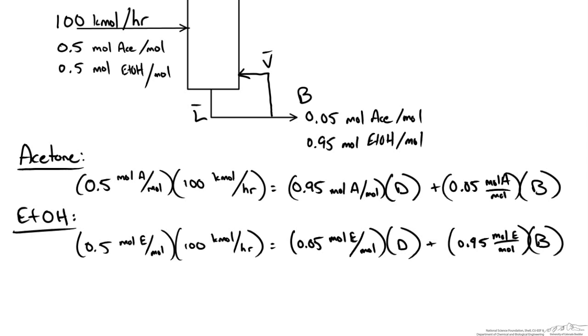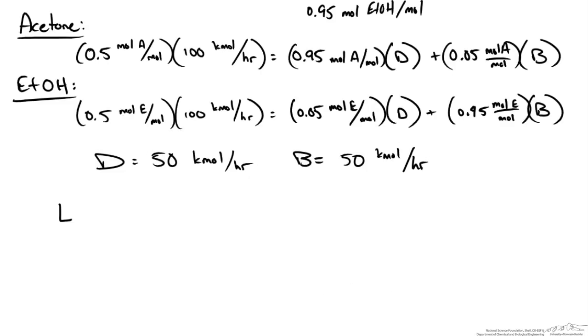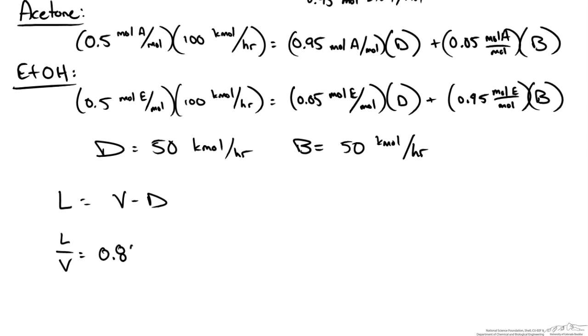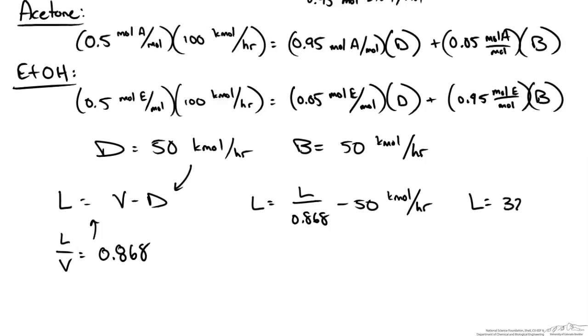So our flow rate for our distillate stream D is 50 kilomoles an hour, and therefore a bottoms flow rate of 50 kilomoles an hour. The last part asked us to determine L and V bar, the other flow rates leaving the condenser and the reboiler. So let's start with L, the liquid flow rate. We know that L is equal to V minus D. We also know L over V is 0.868. So using our flow rate D and this ratio, we could solve for L. This gives us L, which has a flow rate of 329 kilomoles an hour.